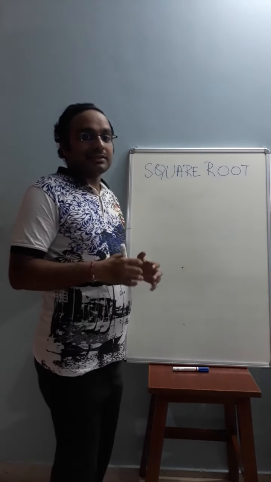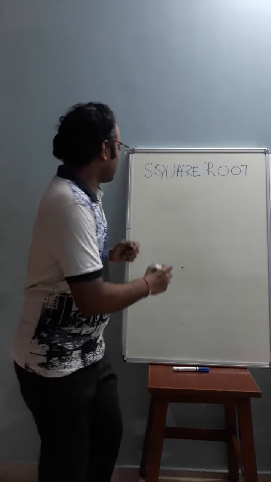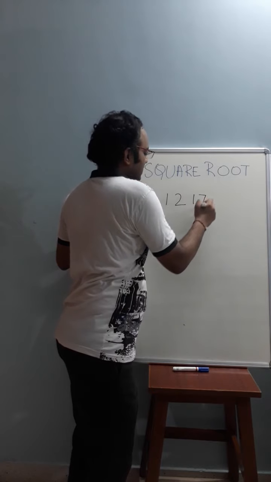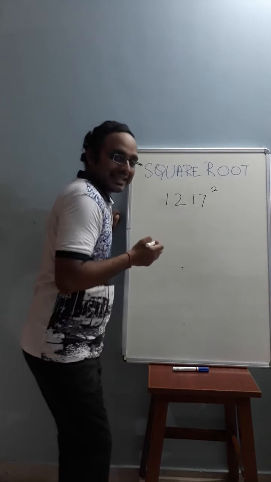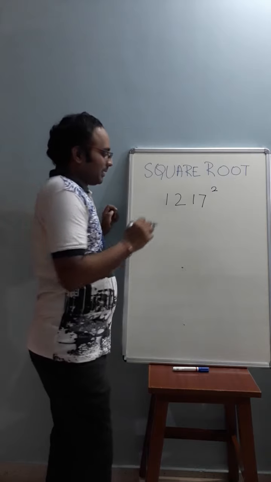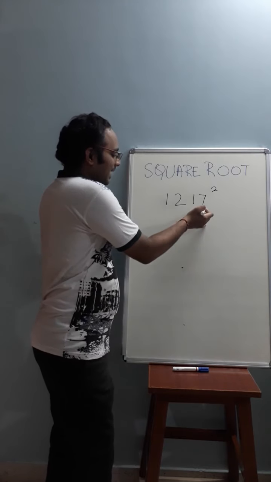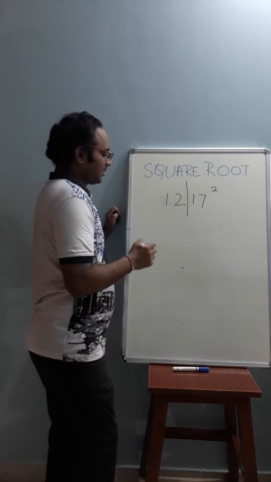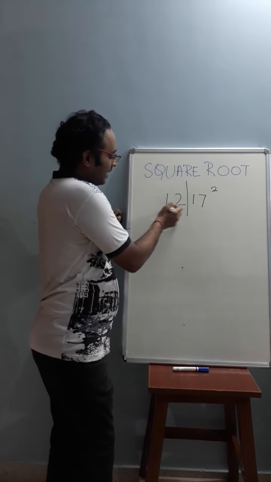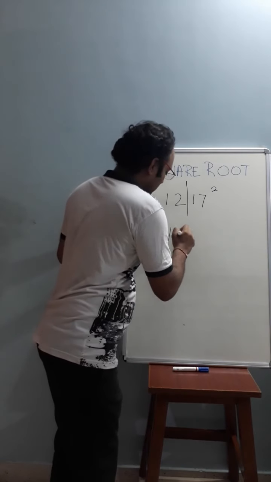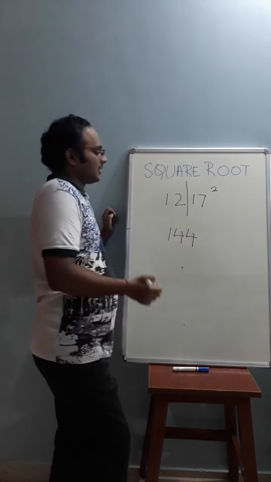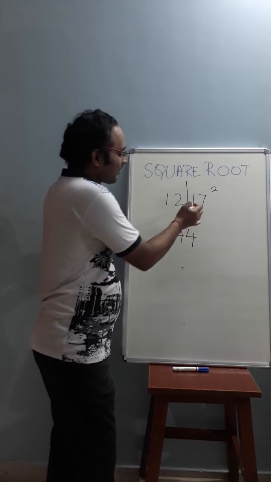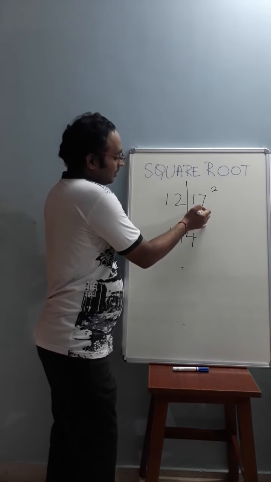Now let's consider some bigger examples. Consider 1217 square. Here, write a slash after two digits. Write 12 square, that is 144. Write 17 square. 17 square is 289, but we have written slash after two digits from the right.